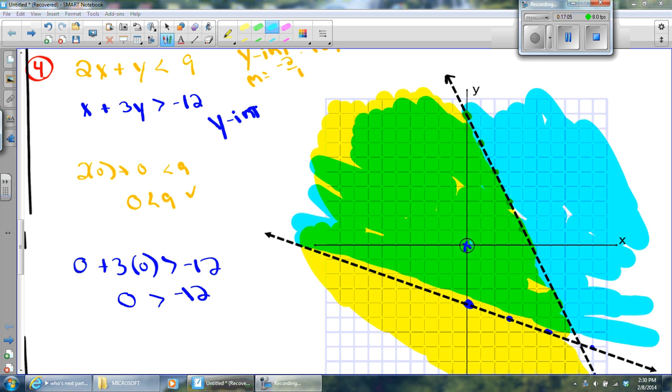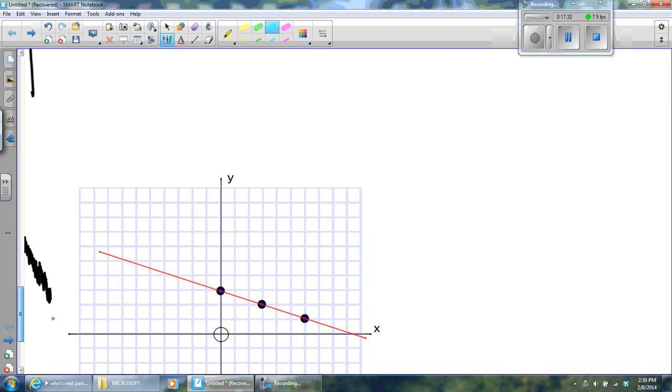Now, it might not quite be, because it's kind of hard to shade precisely in here. I don't even know where I'm at. Ooh, I'm way over there. Okay. So the solution is this green triangular region. And of course, it would be solid green, but it's difficult to do it precisely. And there's my solution. Any point in that green shaded region is true for both inequalities.